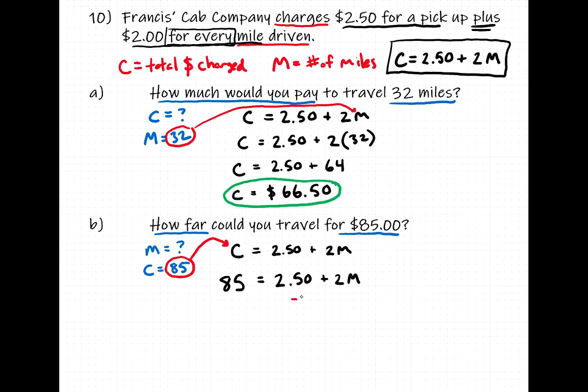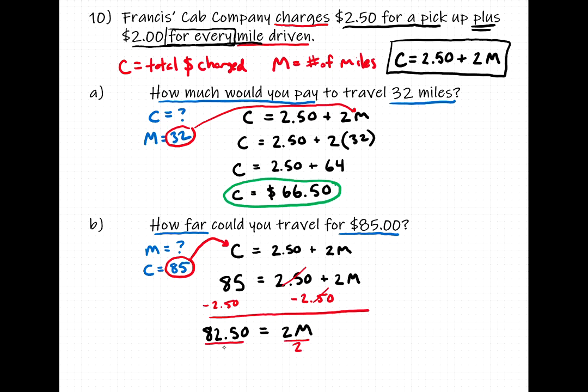So we could subtract the 2.50 from the right, so they cancel. And whatever we do to the right, we have to do to the left. Minus 2.50. 85 minus 2.50 is $82.50. And on the right-hand side, we still have 2 times M. Now we want M by itself, so let's get rid of the times 2 with a divide by 2.